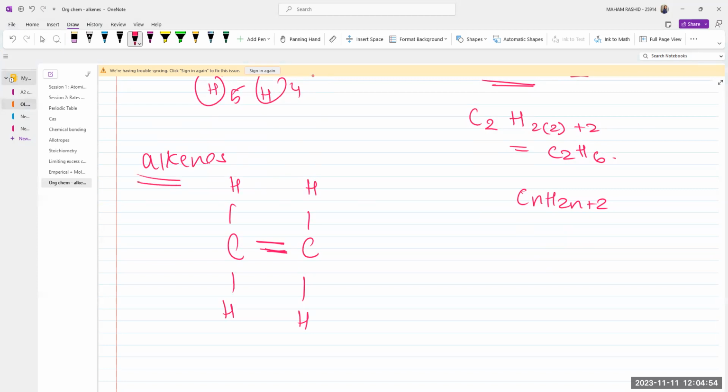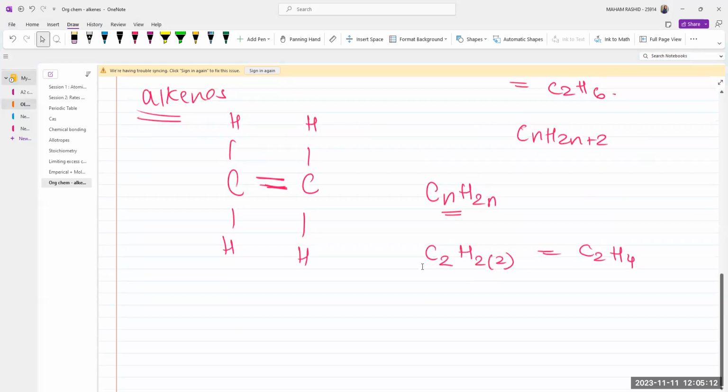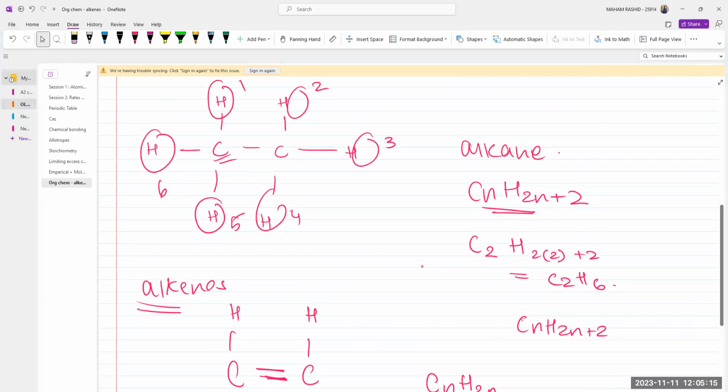And the formula of the alkene is CnH2n, right? So n in this case is again 2, and your H is 4, right? So this gives you C2H4. Now, alkynes are not really in the syllabus, but I just told you about it because you should know that they have a triple bond, okay?